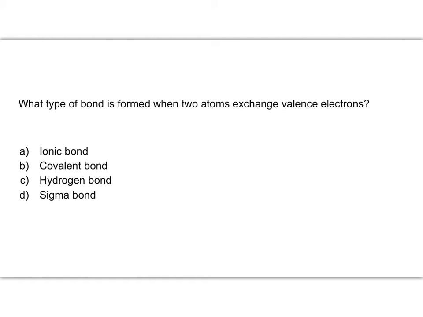What type of bond is formed when 2 atoms exchange valence electrons? Okay, we had a similar question to this before. Talked about sharing electrons. When electrons are exchanged or actually move from one atom to another, that creates positive and negative particles, and those are attracted to each other in what's called an ionic bond. The previous question was about covalent bonding, which is sharing electrons. This is exchanging electrons, which is ionic bonding.